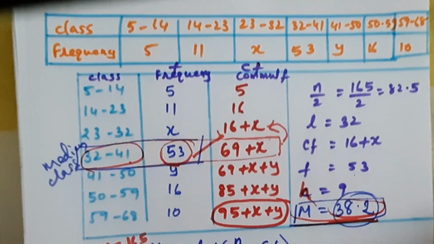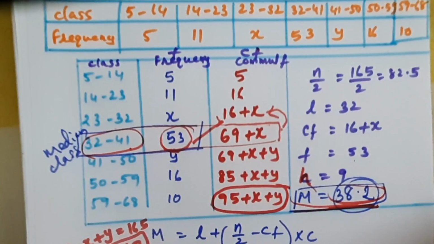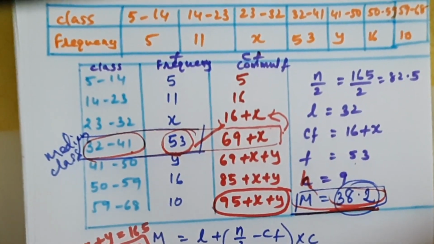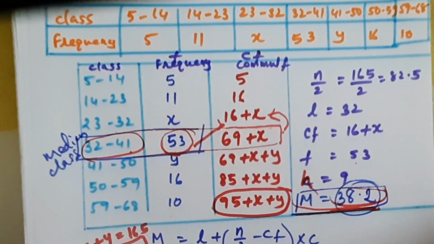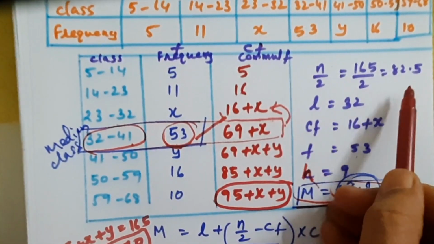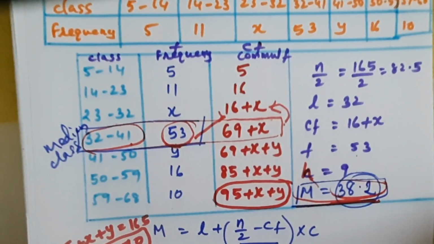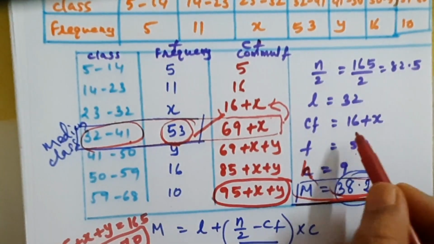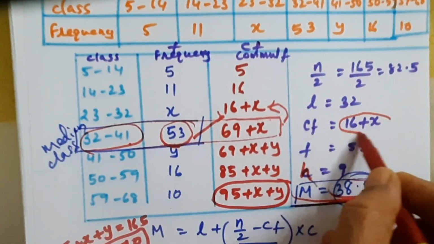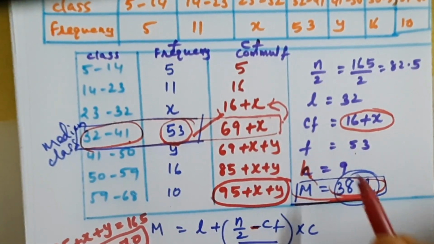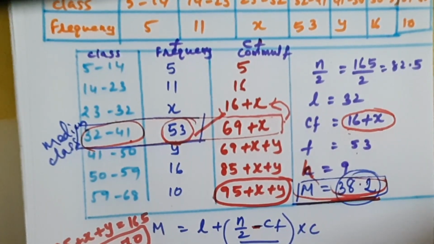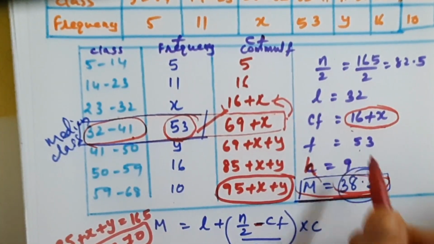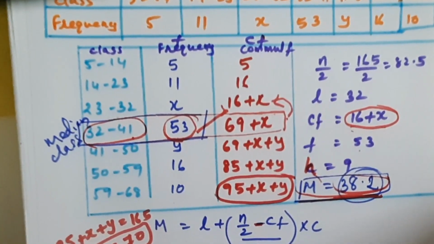So let's start with the solution. The median is given as 38.2, lower boundary point is 32, and n by 2 means we divide 165 by 2, which I already did: it is 82.5. We replace n by 2 with 82.5. CF is 16 plus x. Many students make mistakes over here. As the minus sign is there, we need to change the sign of both numbers, so it is minus 16 minus x, whole divided by frequency. Frequency is 53 and class interval is 9.